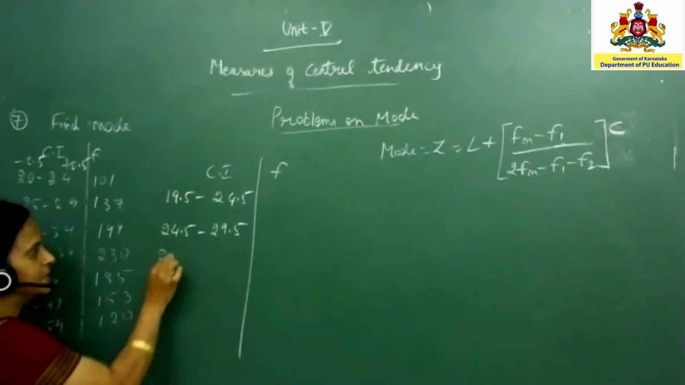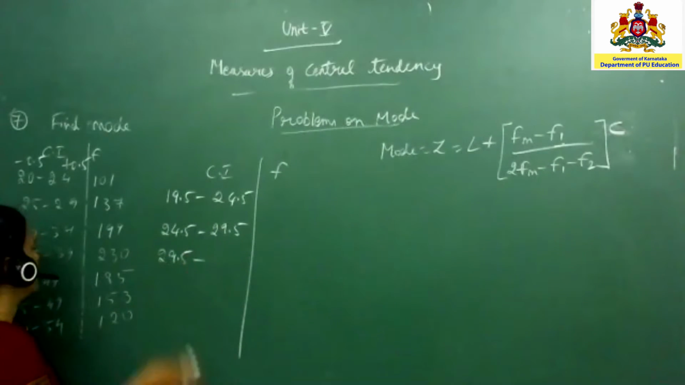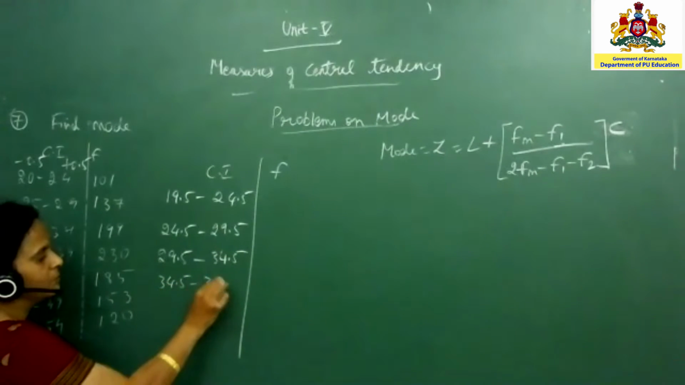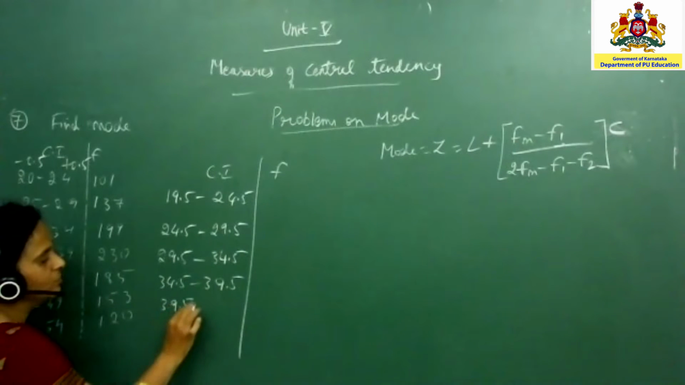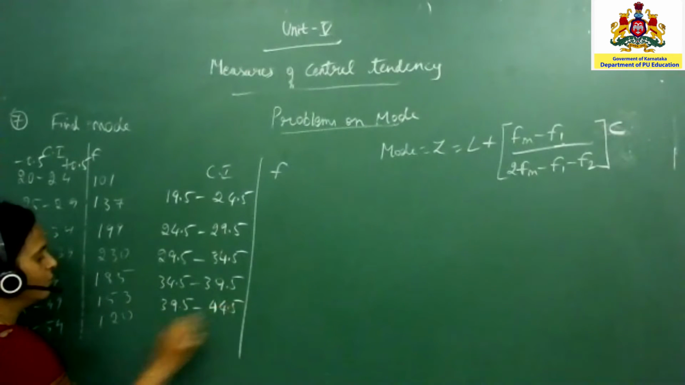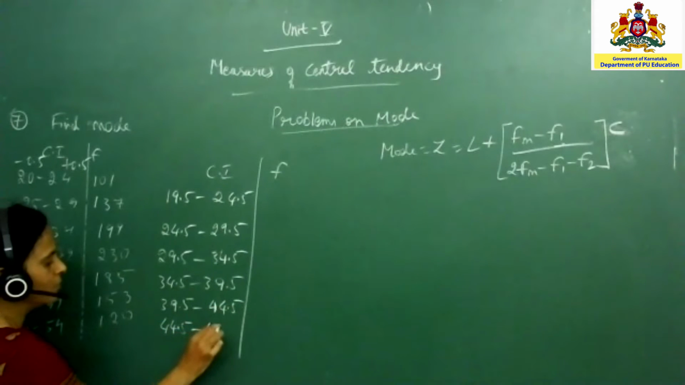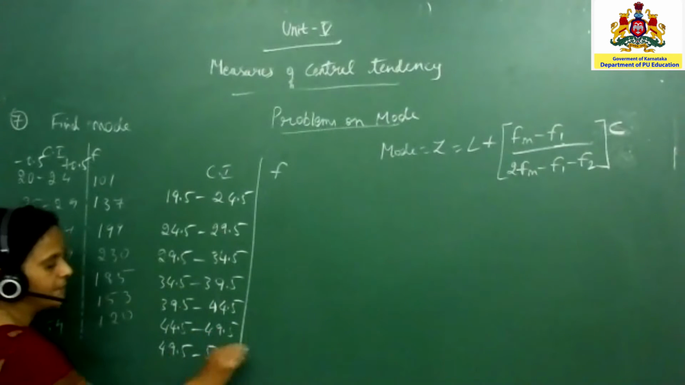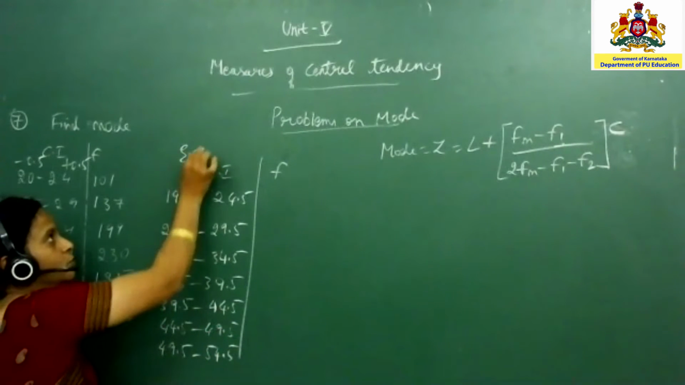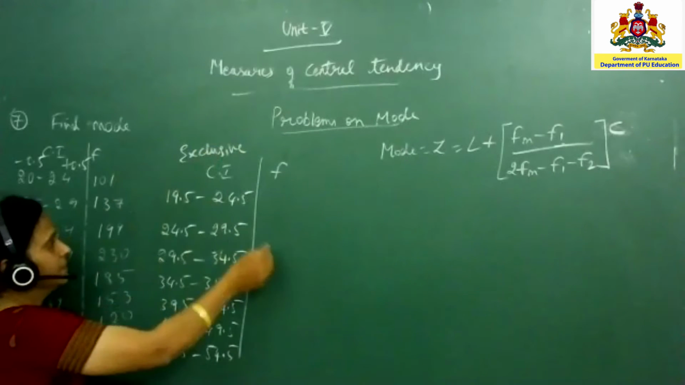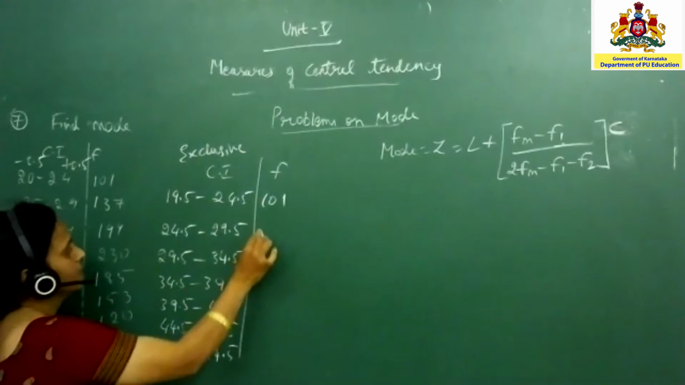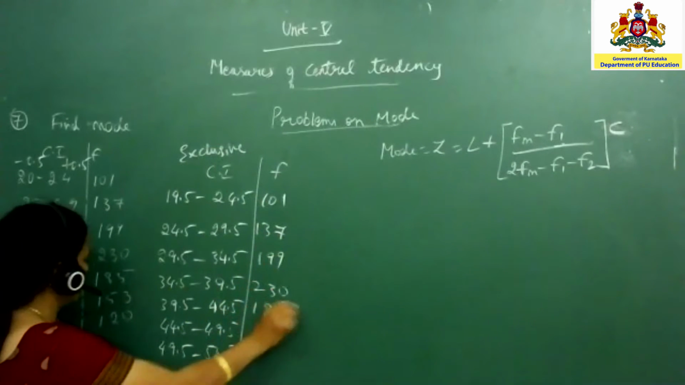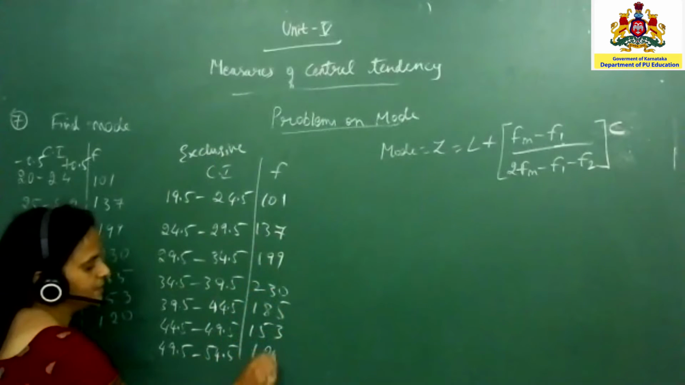If I go on the same way, the next class intervals will be 29.5 to 34.5, 34.5 to 39.5, 39.5 to 44.5, 44.5 to 49.5, and 49.5 to 54.5. I just converted to exclusive form. And the frequencies I'll read in the same way: 101, 127, 199, 230, 185, 153, and 120.